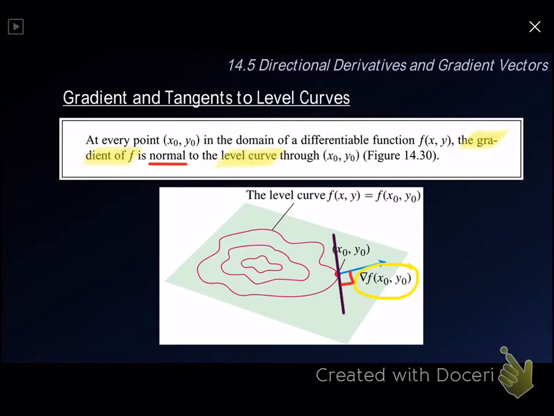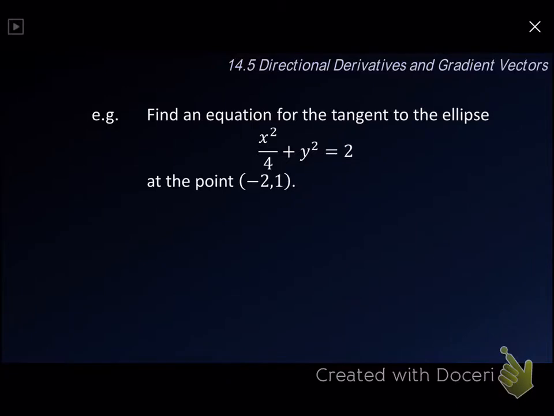Let's take a look at the example here. It says, find an equation for the tangent to the ellipse x squared over 4 plus y squared equals 2 at the point (-2, 1). So before we can find the equation for the tangent, we have learned about the gradient of f before, and now we want to find the equation of the tangent.